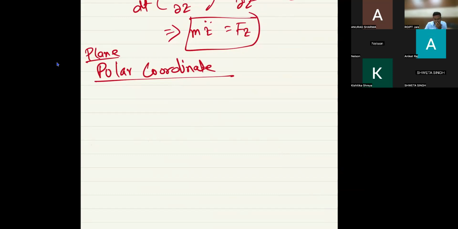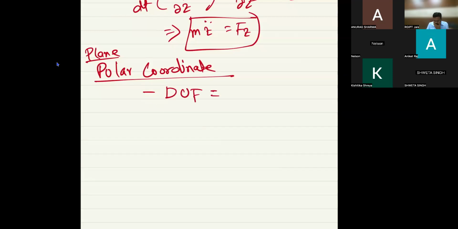Will you be able to do this one in plane polar coordinates? What we have to do is, we have written T in the Cartesian coordinate system, so we have to convert it. In plane polar coordinates, how many variables will we have now? How many degrees of freedom will we have in plane polar coordinates?